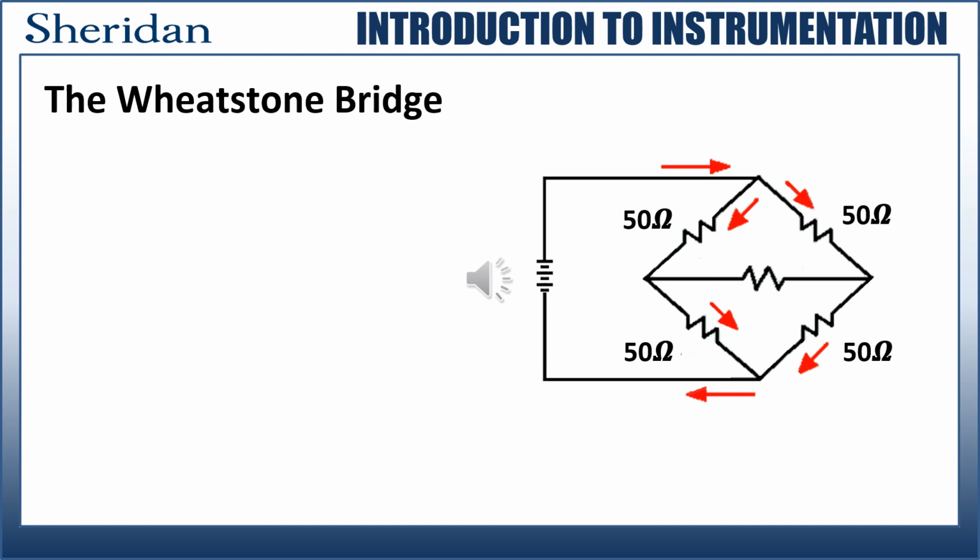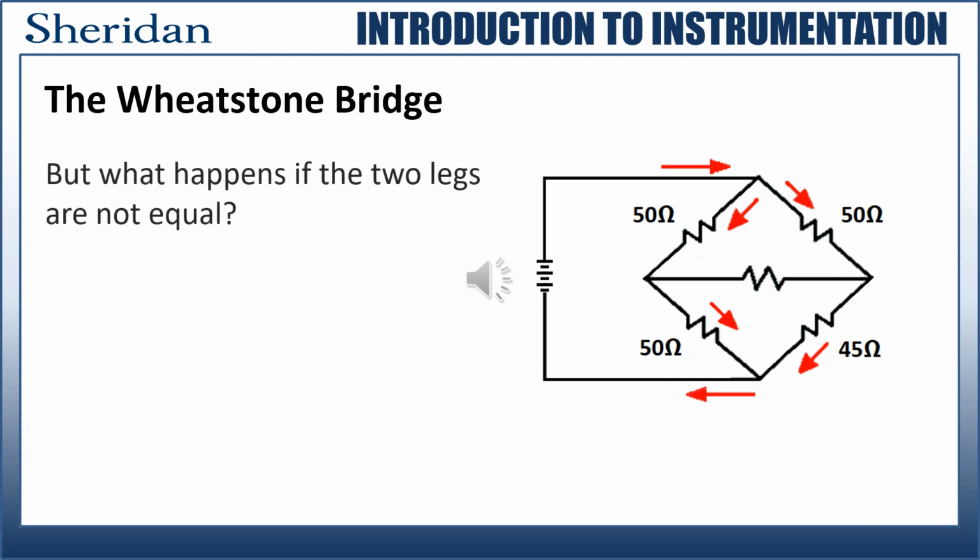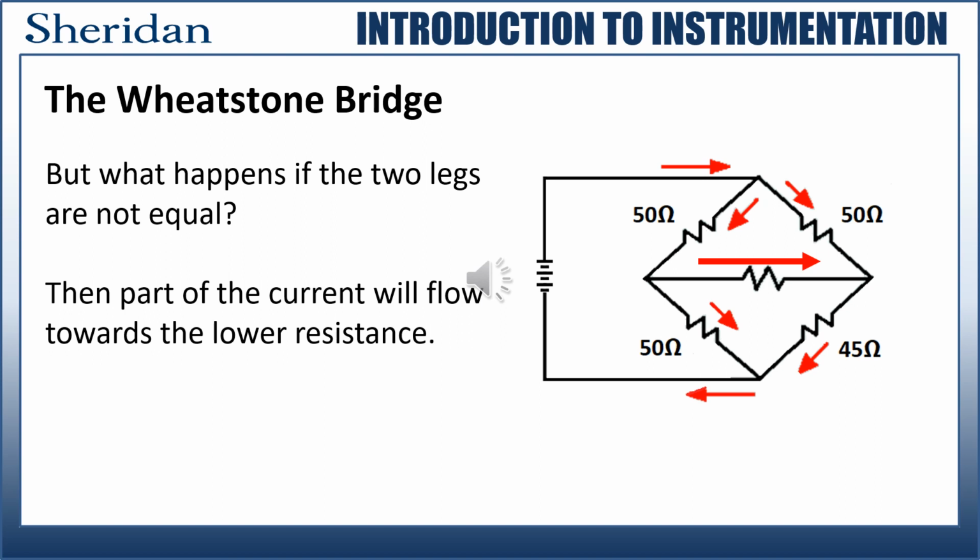Here is the same circuit drawn slightly differently to ensure the two parallel legs are truly the same, and an unknown resistance has replaced the short. We know that current will not flow across this resistance if the legs are balanced. But what happens if the two legs are not equal? What happens to the current flow then? Which way does it go? Regardless of the resistance in the middle, part of the current will flow towards the lower resistance.